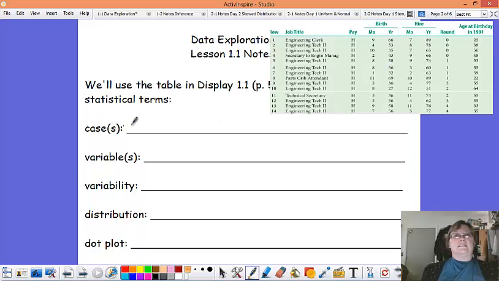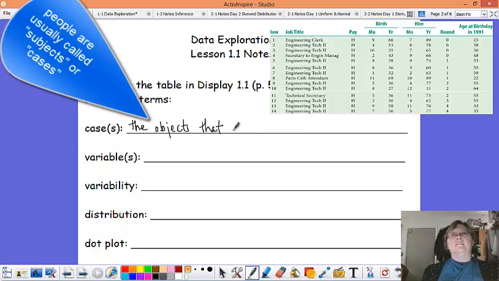Ladies and gentlemen, the cases in a statistical study are the objects or subjects that are being studied. That is, the objects or subjects that are being studied. And for us today, we're going to focus on those employees in the engineering department. Specifically, we're going to look at the hourly workers, although there were salary workers as well, which you will see when you look at the table in your textbook. Cases are the objects that are being studied. In this case, they are the employees.